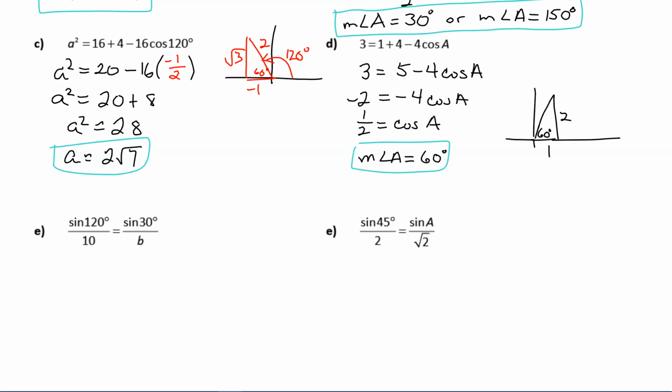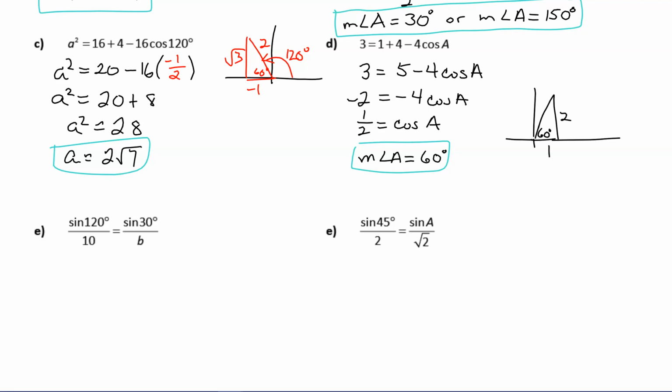All right, you should have gotten measure of angle A equals 60 degrees. This one has some algebra in it that's a little bit tricky. What you have to remember is that you cannot subtract 5 minus 4 before multiplying by cosine A. So you have to actually just subtract 5 from both sides first and then divide by negative 4 to solve for cosine A. If cosine A is equal to 1/2, then angle A has to be 60 degrees for an angle that's between 0 and 180, because in quadrant 2, angles greater than 90 have a cosine that is negative.